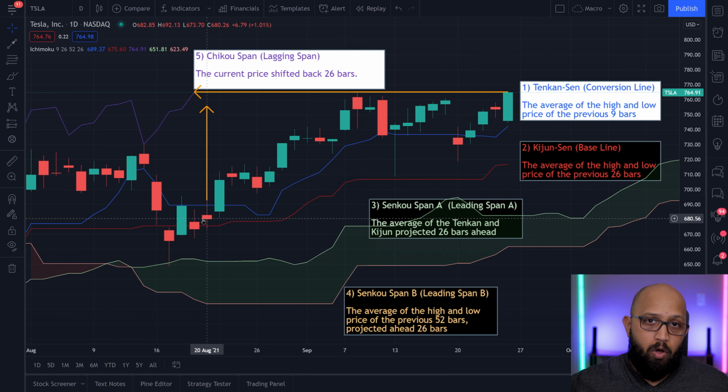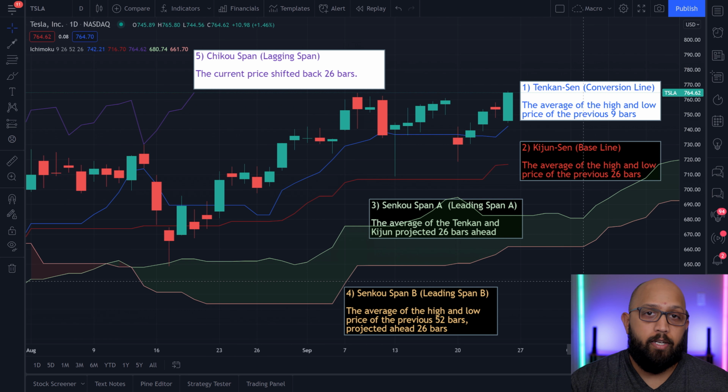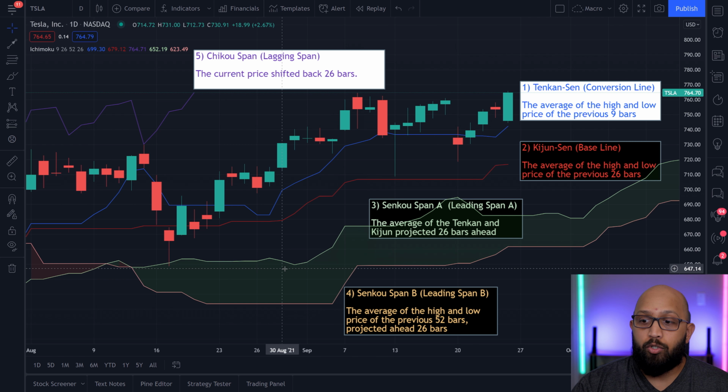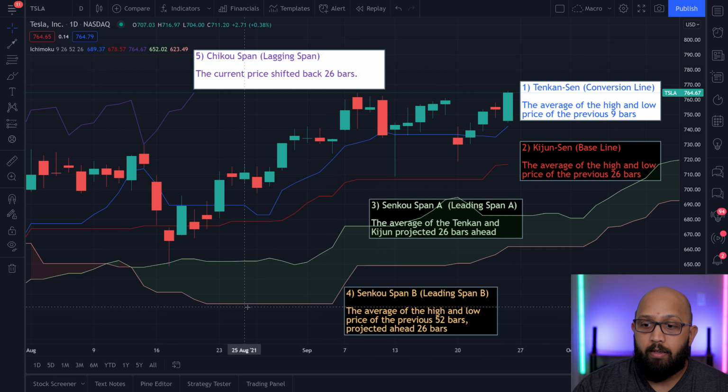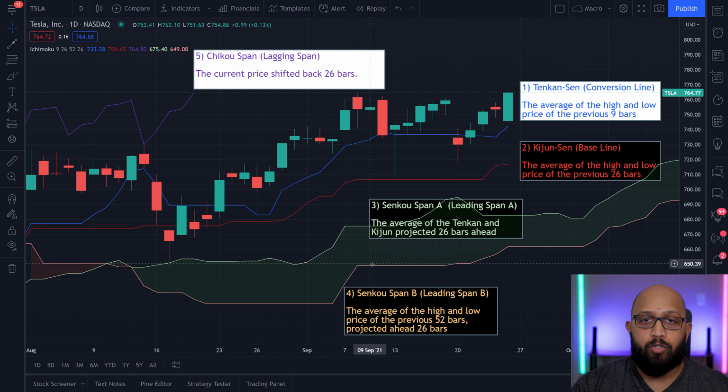Now we're going to see how it all plays together. So let's say that you want to take a long position here on Tesla. Well, what are some of the things you would look at in Ichimoku to see if it's a good position for you to take? Well, first we would take a look at the trend. By looking at span A and span B, we can see that the green line is above the orange line, so it's in an uptrend, so that's good.